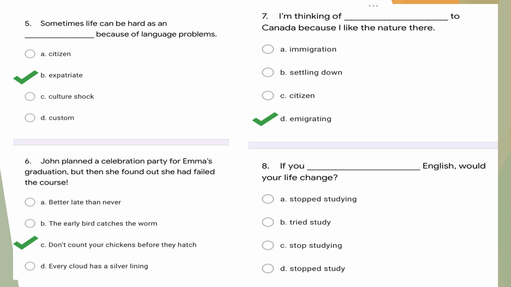If you stopped study English. Well, actually that doesn't work either because we have the word stop, that means that you are doing it now. If you are doing it now, then we use ing, the continuous form of the verb. You guys are studying English now. Okay, so in that case, you have to use ing. So the answer... Oh, whoops. Okay, sorry. The answer to that previous question is A. If you stopped studying English, would your life change? If you stopped studying, because you are studying English now.